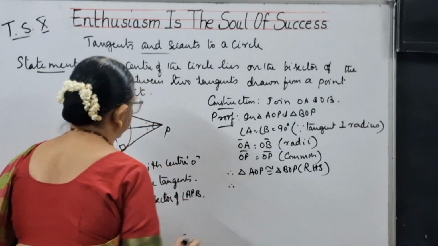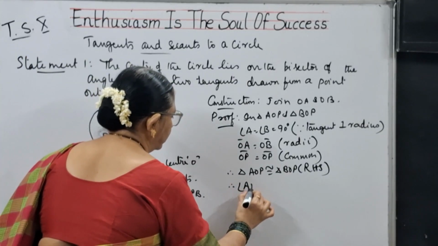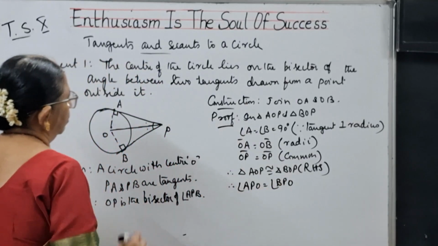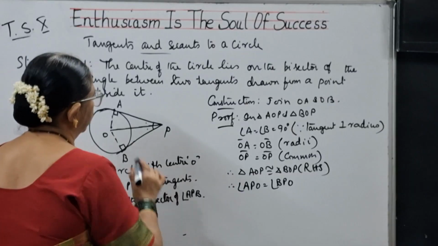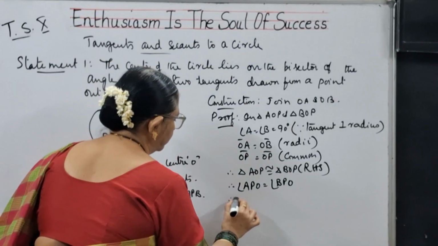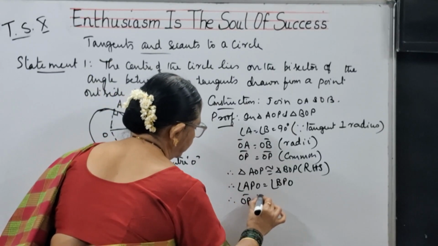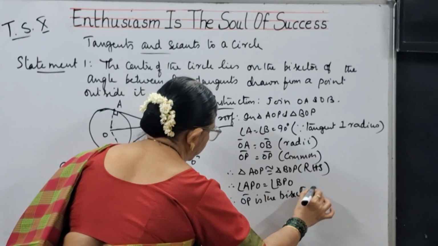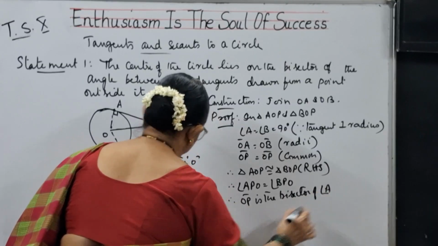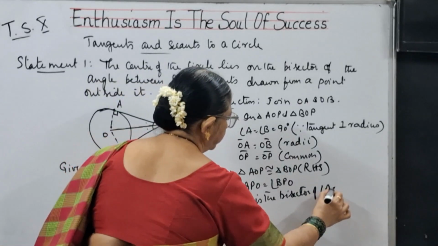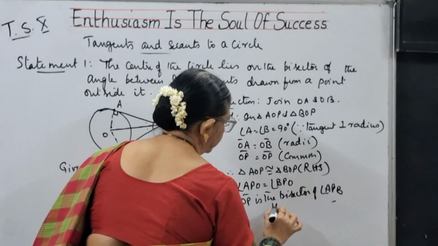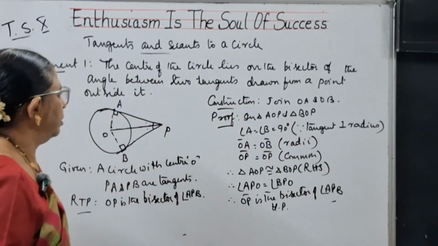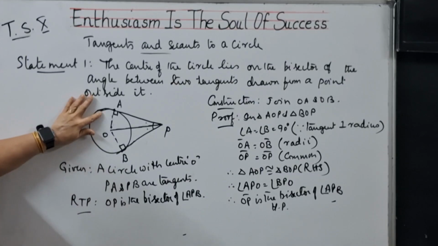If these two triangles are congruent, we can say that angle APO is equal to angle BPO. When angle APO is equal to angle BPO, then we can say that OP is the bisector of angle APB. Hence, proved. This is the proof of the theorem, children. Statement. Please write it.